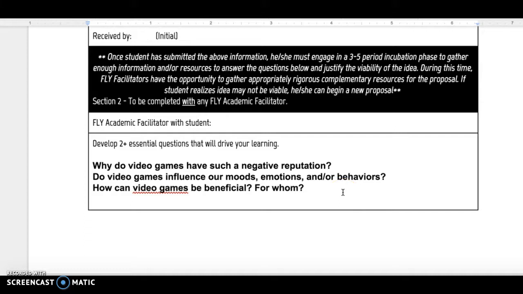Why do video games have such a negative reputation? Do video games influence our moods, emotions, and/or behaviors? And how can video games be beneficial and for whom, right? Like, are they beneficial for everyone? Are they only beneficial for older kids? Are they not beneficial for younger kids? Are they only beneficial for boys and not girls? Things like that. Those are questions that Clark happens to be very interested in.